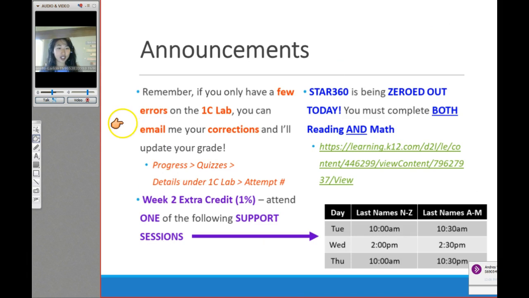Let's jump into it. So some quick announcements here. Remember, if you only have a few errors on the 1C lab, smiley faces if you've done the 1C lab, you felt good about it, or you at least got it submitted, smiley faces, awesome, seeing those pop up, perfect. So if you see your grade and you're not super happy with that grade, you can take a look at what you got right and wrong on it. All you need to do is go to the progress tab, click on the quizzes option on the left.